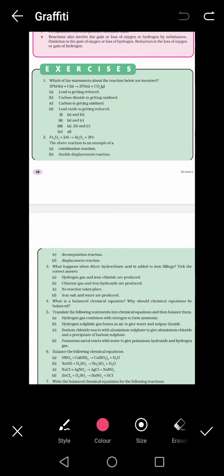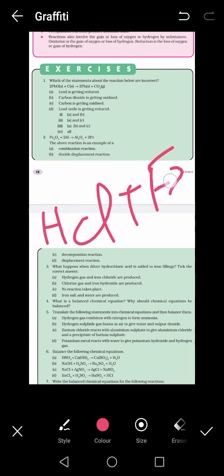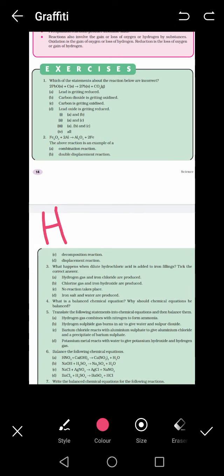What happens when dilute hydrochloric acid, meaning HCl, reacts with iron filings? What happened? Hydrogen gas and iron chloride are produced. Option number 1 is the correct answer. Okay, then go to the next question.